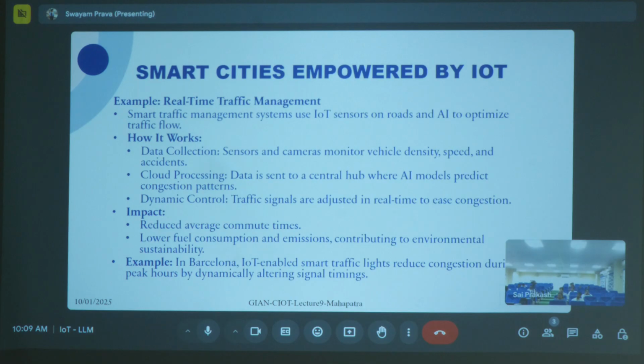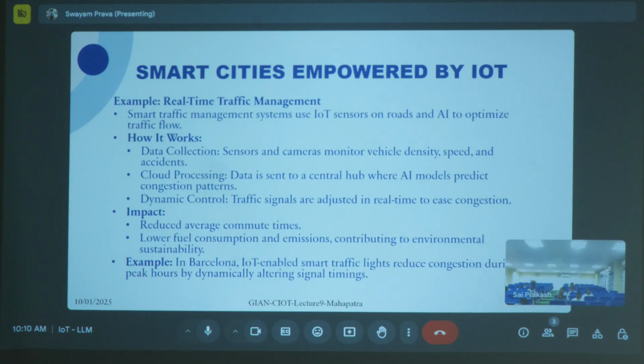And then we have the dynamic control, where the collected data is used for providing insights, right? These insights will tell us what should be adjusted, which traffic signals need to be adjusted in real time for easing out the congestion. This helps in reducing overall traffic buildup. So the impact is a reduced average commute time for users, and there's also lower fuel consumption and emissions, contributing to environmental sustainability.